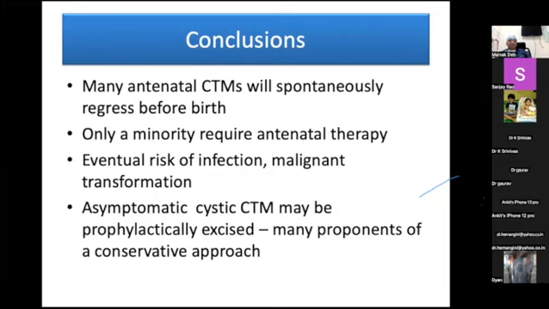Asymptomatic cystic thoracic malformations may be prophylactically excised in the asymptomatic infant, but there are many proponents of a conservative approach, and the results in the long term, in terms of pulmonary reserve, exercise tolerance, and quality of life, seem to be equally matched between the two groups. Thank you.